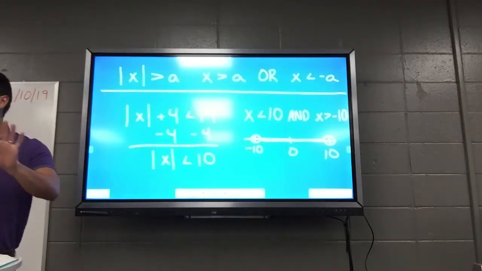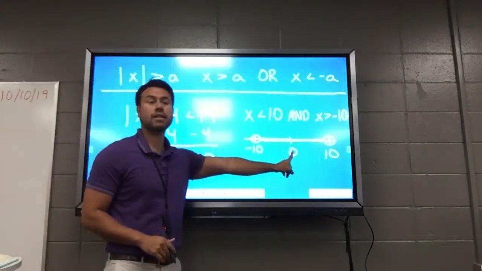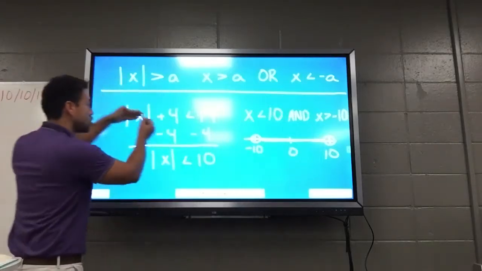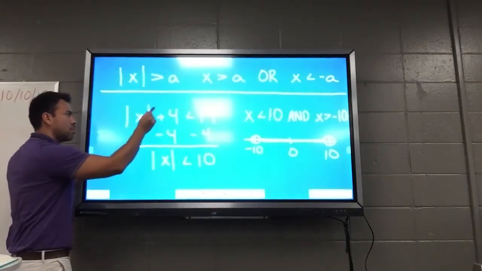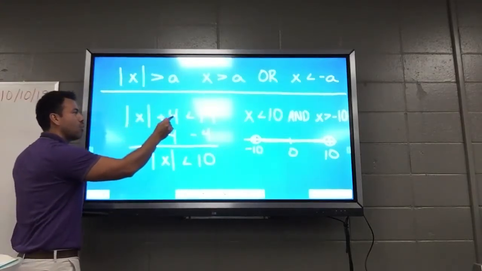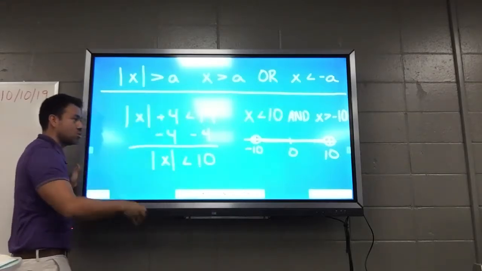Okay, now, listen. We could have done all these nice steps and then we get an answer, it looks good, but it's not actually right. So I check it. I'm going to check the number 0 and see if it works in the original problem. What's the absolute value of 0? 0 plus 4? 4 is less than 14? Yes, that's true. So 0 works.